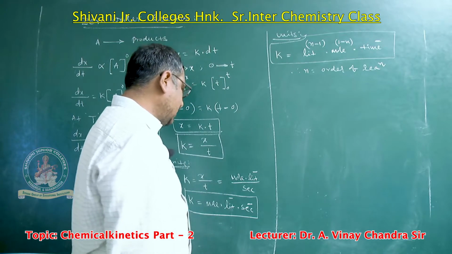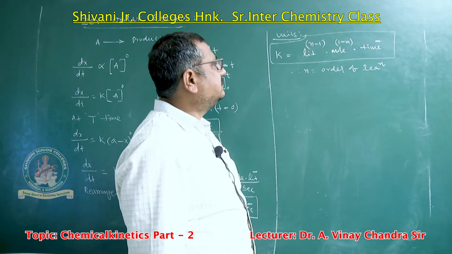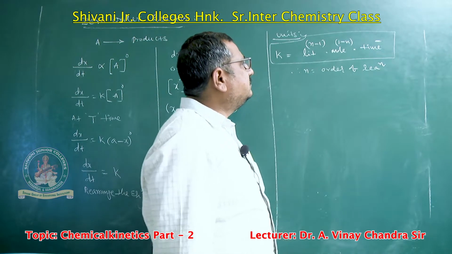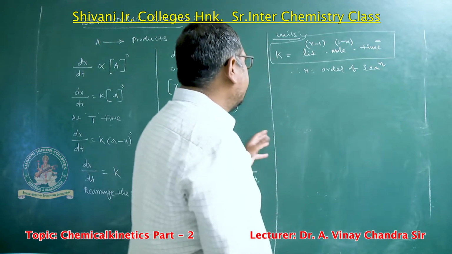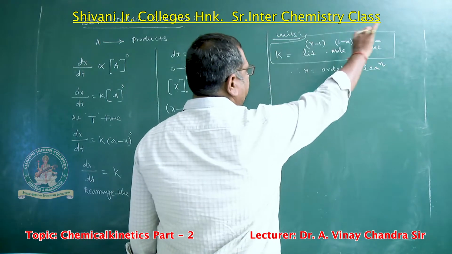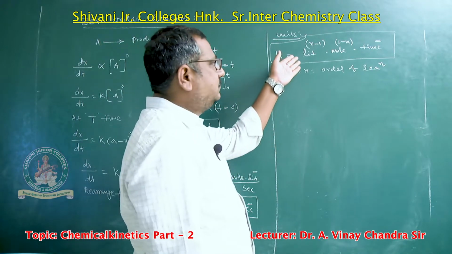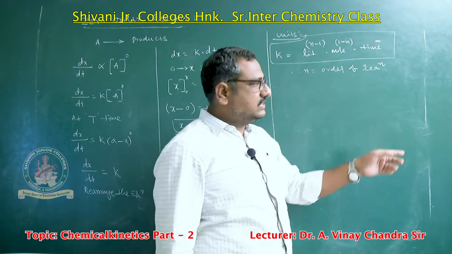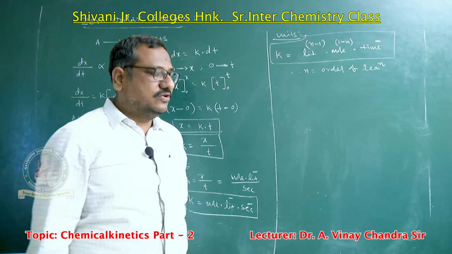If you substitute n = 0 here for a zero order reaction, liter^(0-1) means liter inverse, and mole^(1-n) means mole^(1-0), so mole^1, and then time inverse. You can use this equation as the general formula for any order of reaction: liter^(n-1) mole^(1-n) time inverse, where n is equal to the order of reaction.